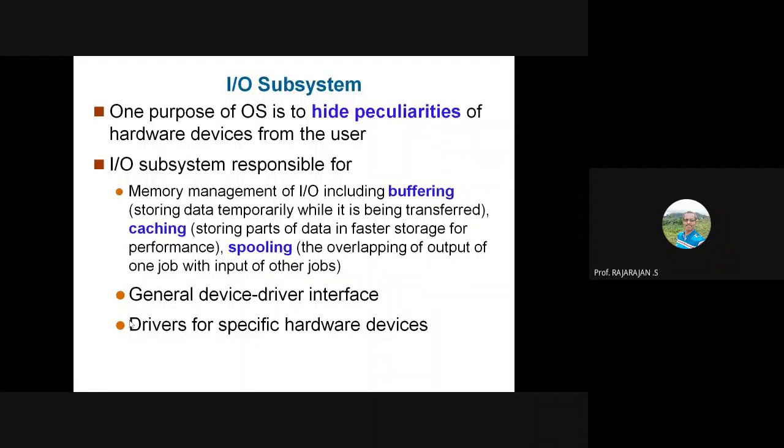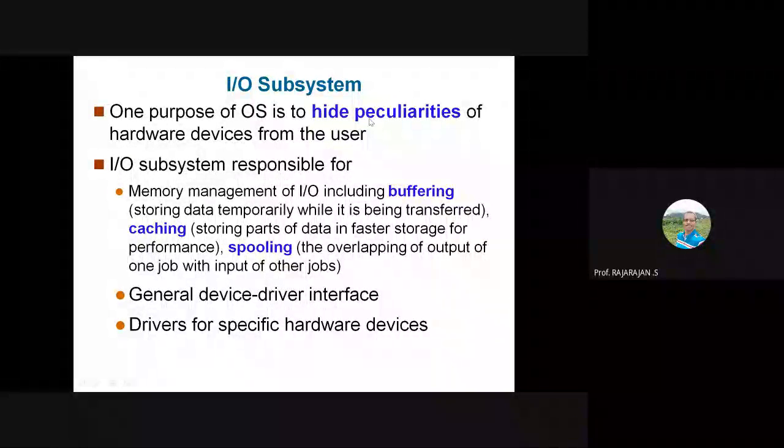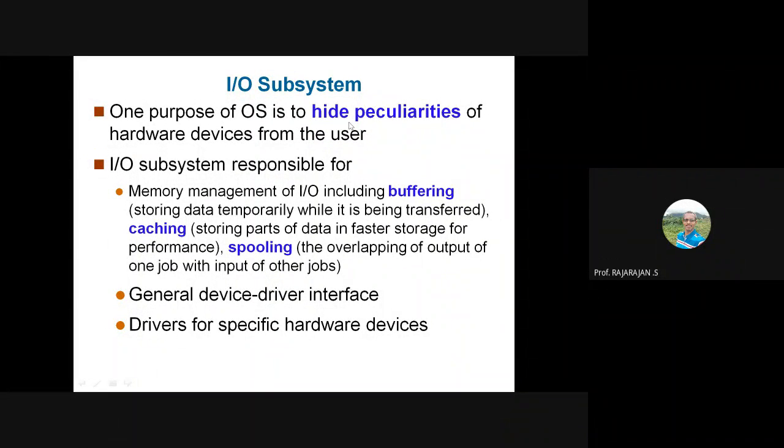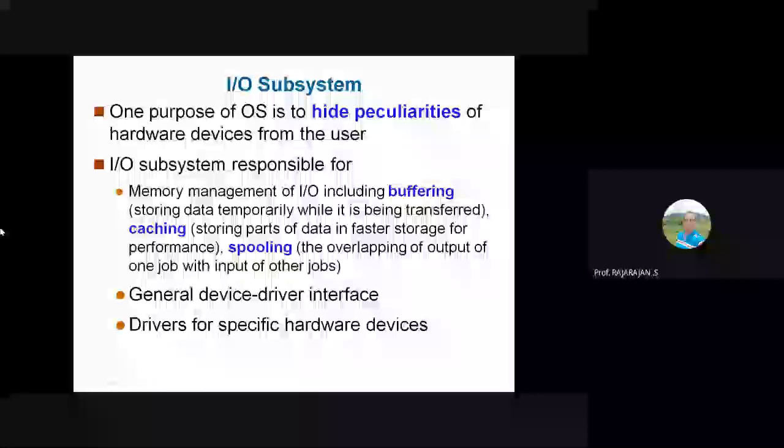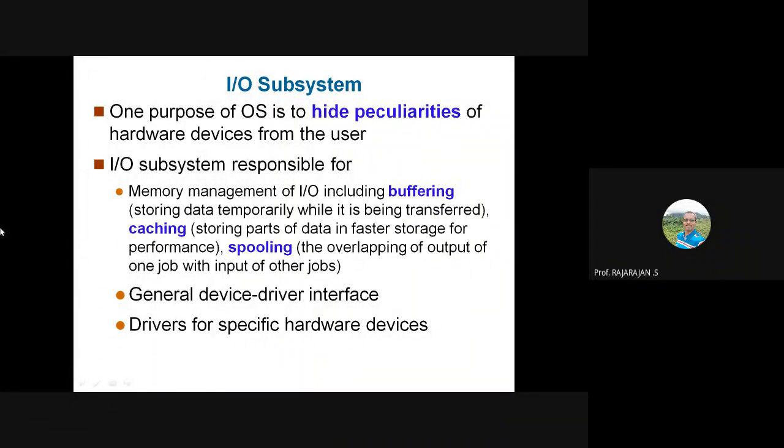Coming to the IO subsystem, the basic task of the OS is hiding the peculiarities of the hardware devices. We have a variety of IO devices, each with their own characteristics. That should not affect the programmer. The programmer should be able to handle the devices in a uniform way without getting into the complexities. That is all taken care of by the OS. We have a device driver which takes the instructions from the OS and conveys them to the device in its own language, the way it is able to understand.